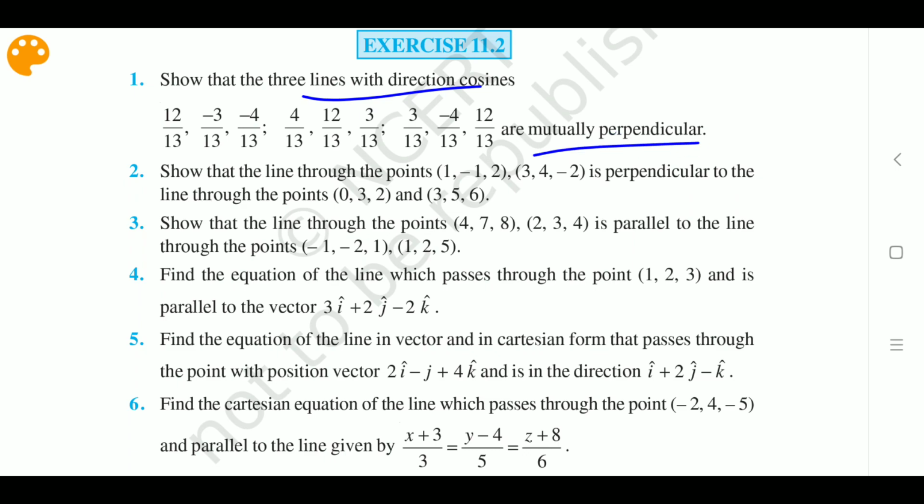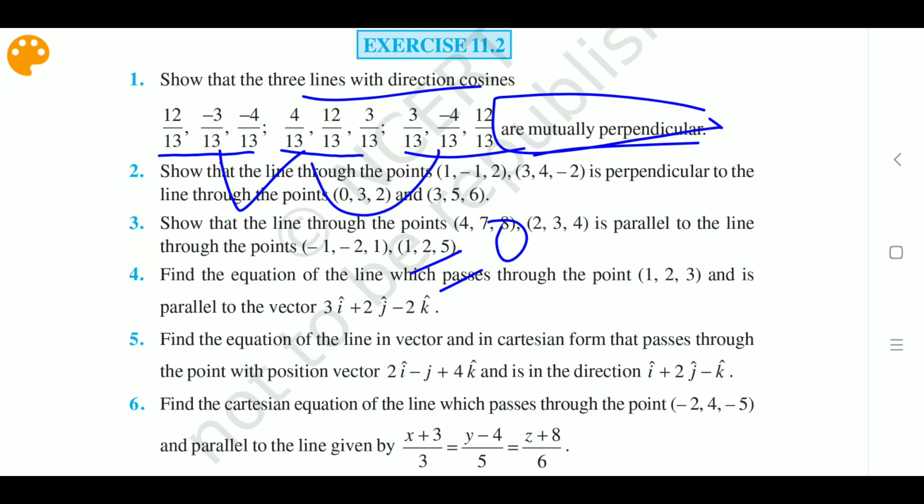Now exercise 11.2 says that show that the three lines with direction cosines are given, and show that three lines with direction cosines are mutually perpendicular. These three lines with direction cosine, this is the first line, this is the second line, and the third line. These three lines are given, and we have to show that these are mutually perpendicular. How we will show? We'll do the dot product of these two, and add these. Will show that this comes out to be 0. The product comes out to be 0. Then these two lines are perpendicular to each other.